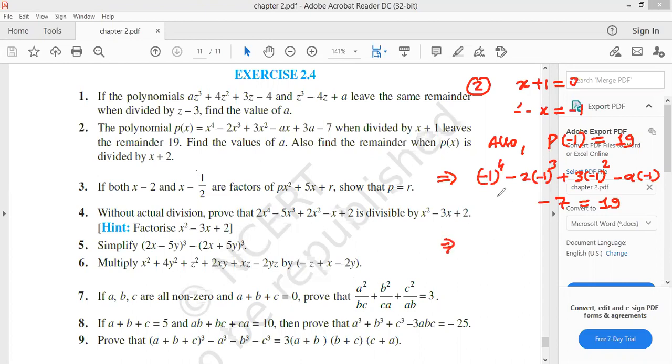If you simplify this, yes, what happened? 3a is there. Okay, 3a is there. Okay, sorry.